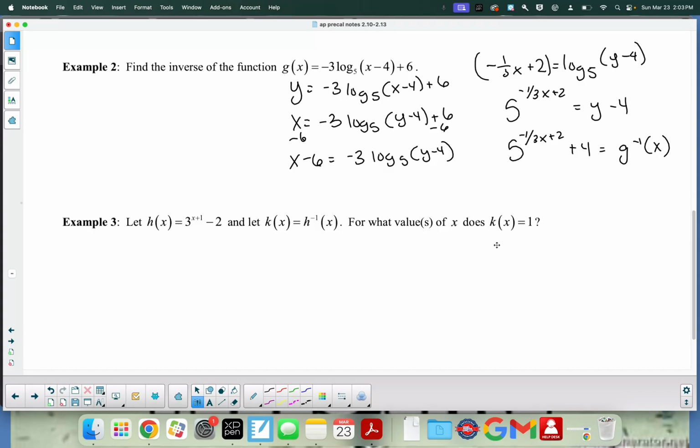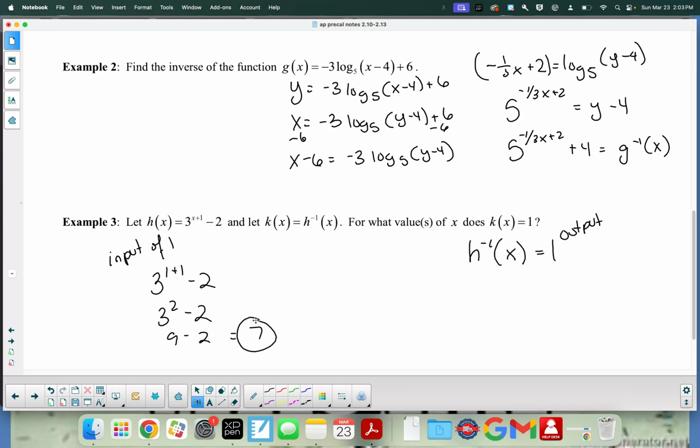They want to know where the inverse of the original function equals 1. So that's an output that they're looking for. And if you're looking for an output on the inverse, that means you're looking for an input on the original. So all you have to do in this case is literally substitute 1 in. So 3 squared minus 2, that's 9 minus 2. The answer is 7.